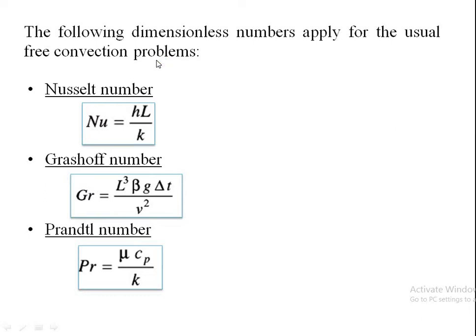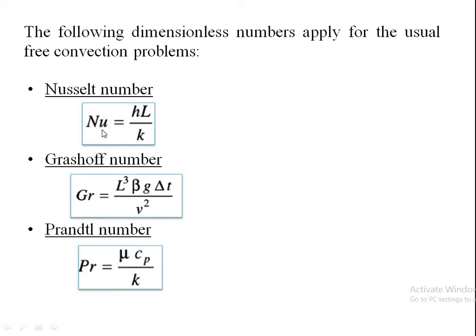In the dimensional analysis, we came to know that the three important dimensionless numbers included in the correlation are the Nusselt number, the Grashof number and the Prandtl number. These three dimensionless numbers are most important in natural convection. We have seen the Nusselt number, Nu equals hL divided by k, where h is the heat transfer coefficient, L is the characteristic length and k is the thermal conductivity.